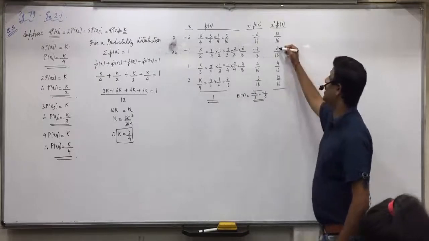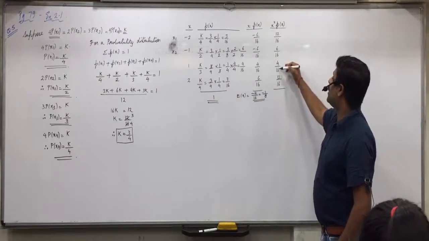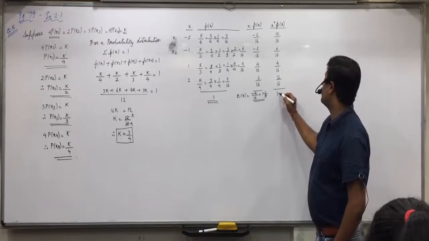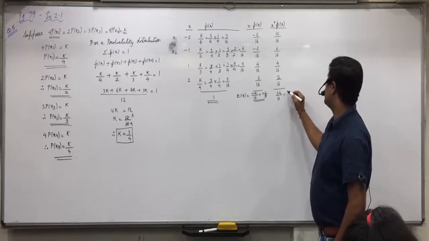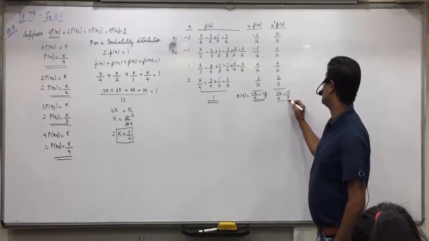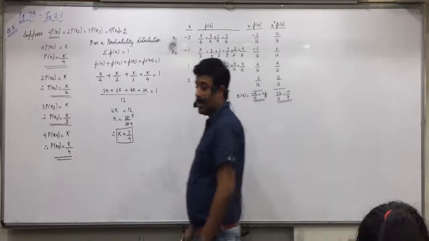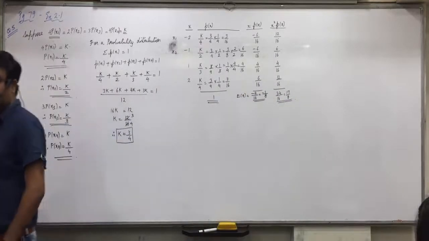12 plus 6, 18. Plus 4, 22. Plus 12, 34 by 16. 17 by 8. Any doubts up till here?